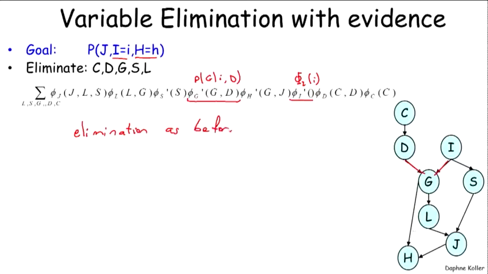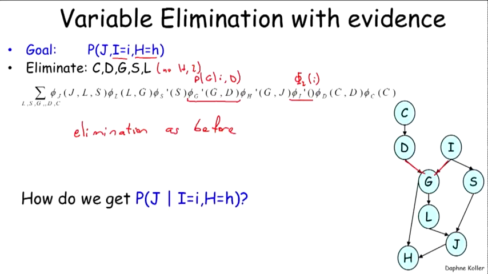No changes whatsoever to the algorithm. The only aspect that's a little bit different is notice that we don't eliminate h and I because there's no point eliminating a variable that has a single value. There's no need to sum up over it when it only has a single value. So this gives us a unified framework for dealing with queries, whether they involve evidence or not. And then how do we get the probability of J given the evidence? Well, this is straightforward. We simply renormalize.